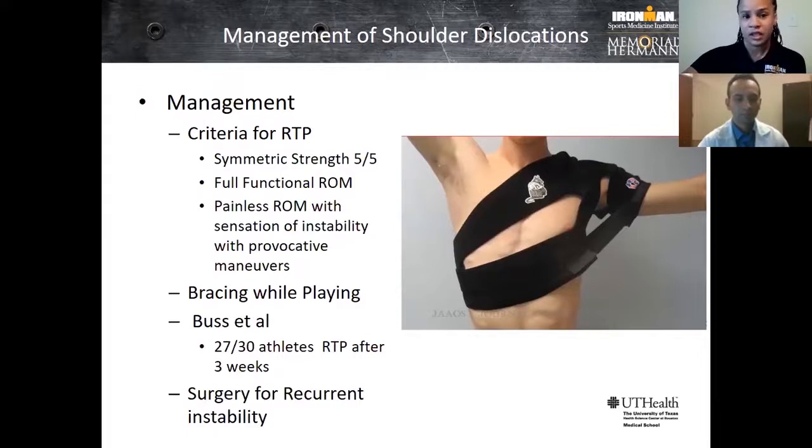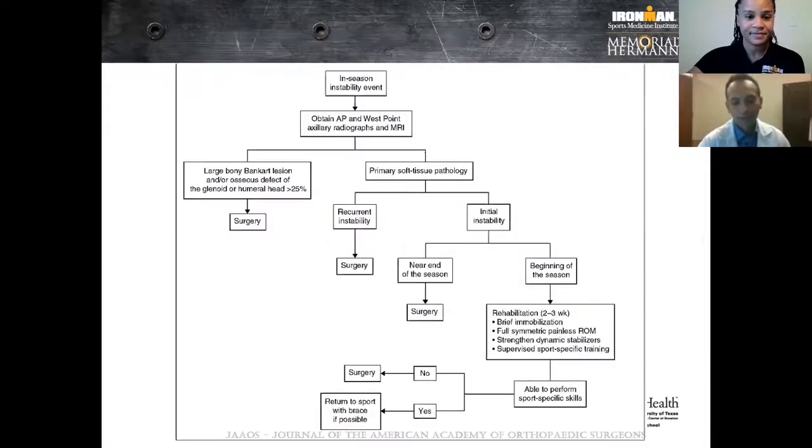they'll most likely lean towards surgery at the end of this season, especially for those who are multiple recurrent, definitely more than 3 times within one season. That's a really good point, because there's a study done by Bus et al. Look at 27 out of 30 professional athletes who did this focus rehab program, and 27 out of 30 got back within 2 to 3 weeks with the focus rehab program. So definitely for the first time dislocator, you can get them back.